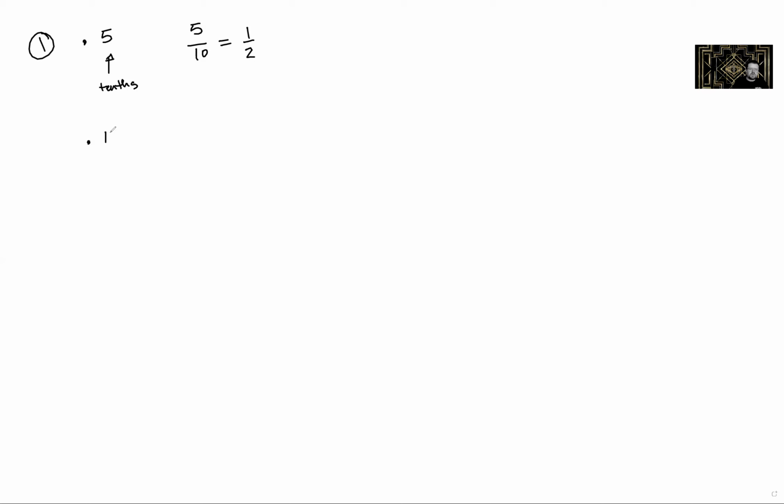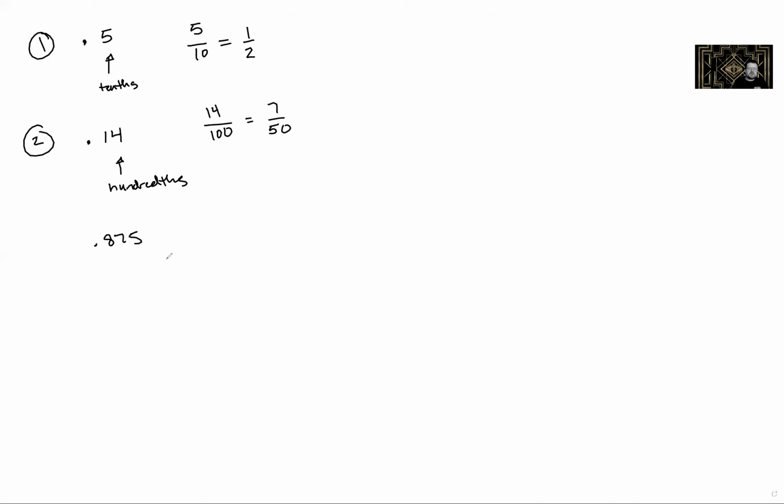If I have something like 0.14, the last place that's shown is the hundredths place. So I'll write it as 14 over 100 and then simplify if I can. These are both even, so this would reduce to 7 over 50. And 7 is a prime number, so that's my simplified answer.